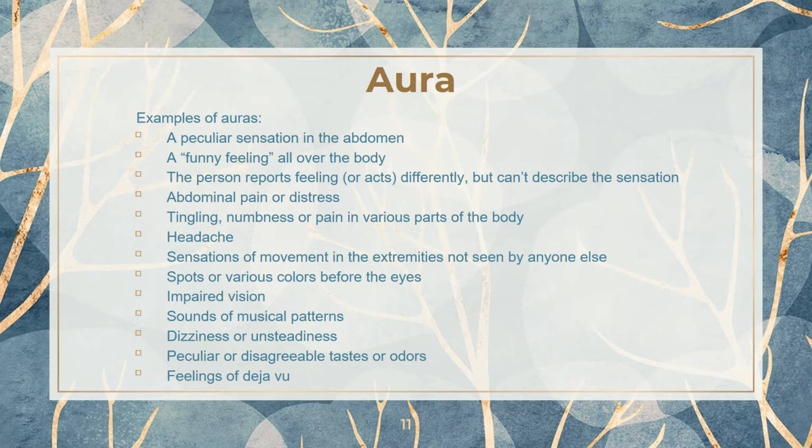Some examples of auras are a strange sensation or pain in the abdomen, a strange feeling all over the body. The person says they feel different or they act different, but they can't describe the sensation. Tingling, numbness, or pain in various parts of the body. A headache. Sensations of movement in the arms, legs, or extremities, but they aren't actually moving. Changes in vision, like seeing spots or colors before the eyes. Any other vision issues. Hearing sounds of musical patterns. Dizzy spells. Smelling or tasting things that aren't actually there. And feelings of deja vu.